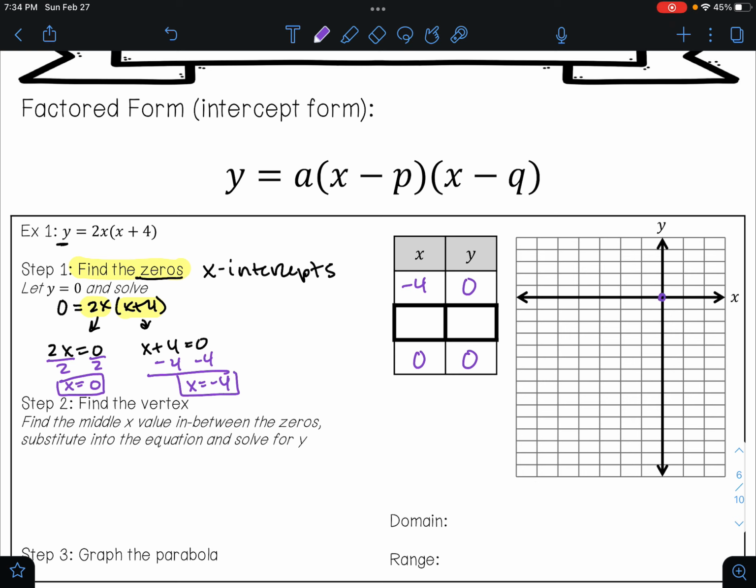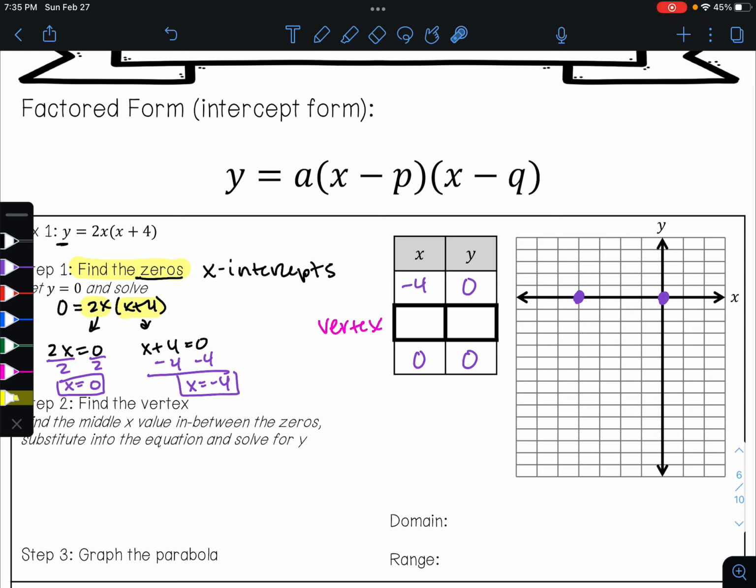X is 0 right here. X is negative 4 right here. So you'll notice that I left this part blank. This part right here in the middle is still for your vertex, and we're going to find that in a second. And then I just wrote 0 on the bottom because that's the greatest value, and I put negative 4 on the top because that's the least value. Typically, when we write our tables, we go from least to greatest. So these are our 2 x-intercepts.